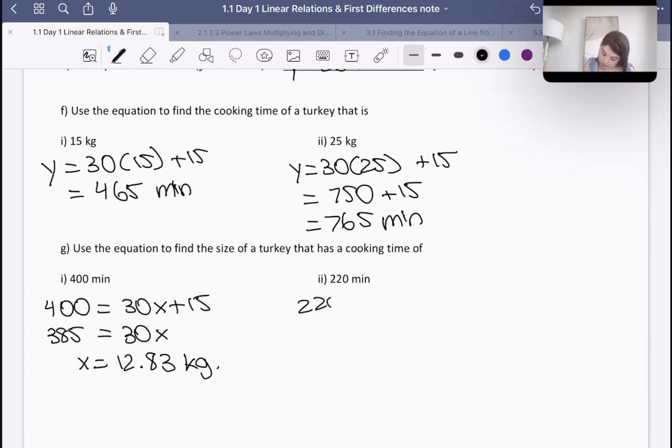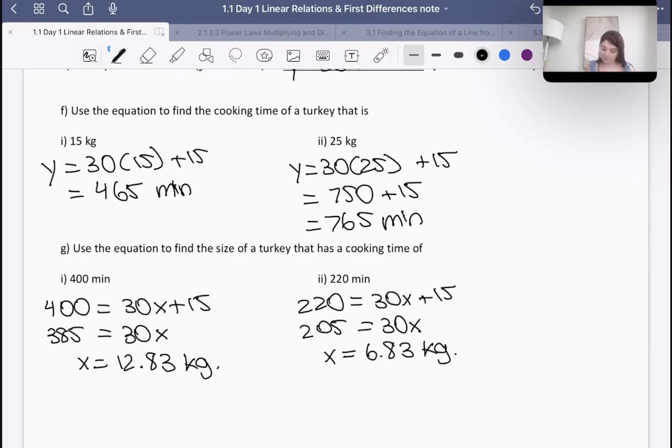And then we do the same thing over here. We'll sub in 220 for y and then solve for x. So first things first, we need to subtract 15 from both sides. That's going to get us 205 on the left. And on the right, we'll just have 30x, because adding and subtracting 15 just gets us 0, which is why we're subtracting 15, to get that 0. Then we're going to divide both sides by 30 and get that x is equal to 6.83 kilograms approximately. Very good.